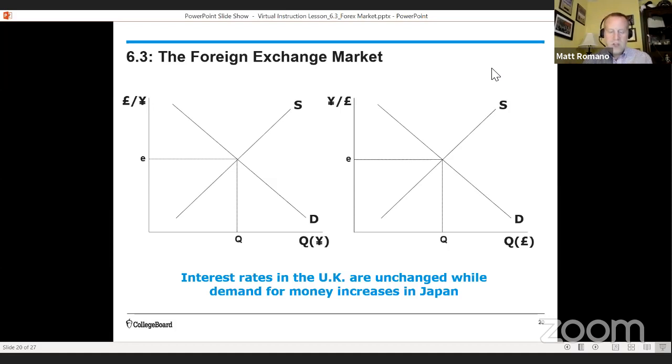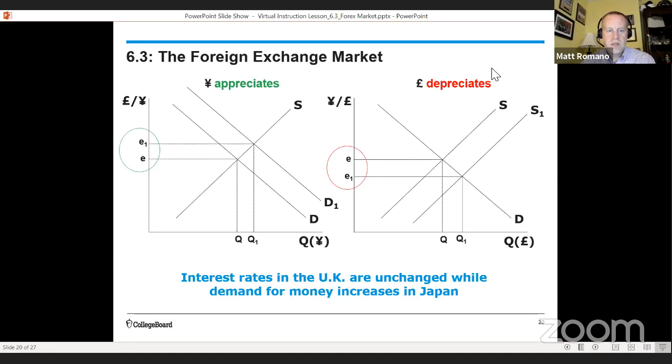So if you're sitting in the UK and you want to invest your money into an asset that's going to get you a better return, Japanese financial assets look like a pretty good deal at this point. In order to purchase those financial assets, you need yen. So you have to exchange your pounds for yen, increasing demand for yen, increasing supply for pounds. And the result's going to be an appreciated yen and a depreciated pound.